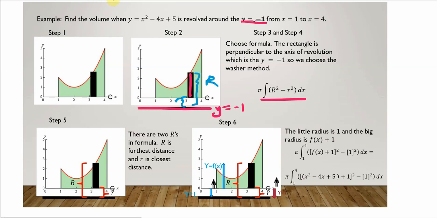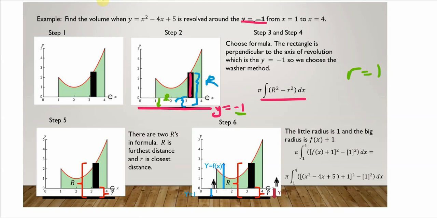Now, where does the little man stand? The little man stands on the x or y axis. So I'm going to put the little man right there. How much does he walk from here to here? He walks y. But y is -1. Oh, remember what I said. He cannot walk a negative distance. So my little radius, little r, is going to equal 1.